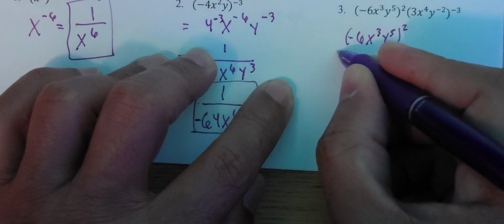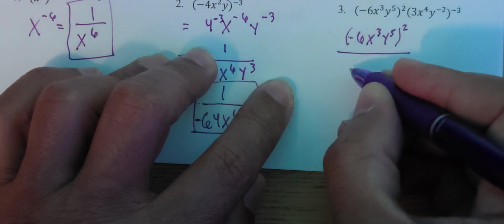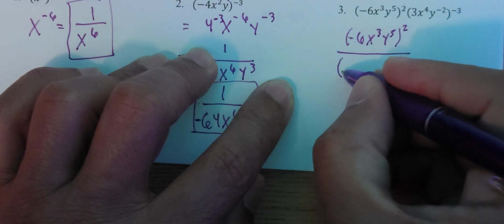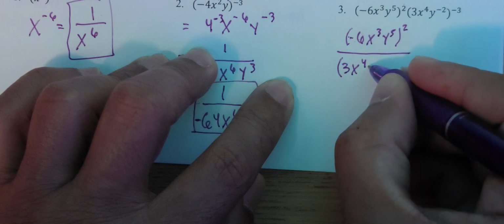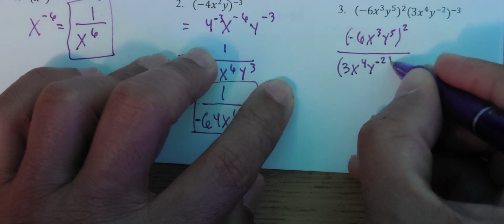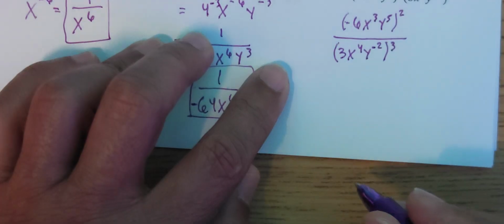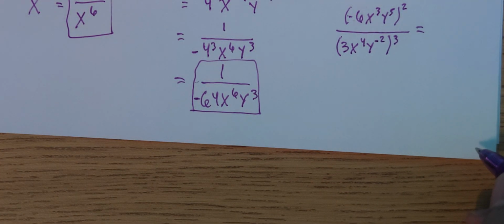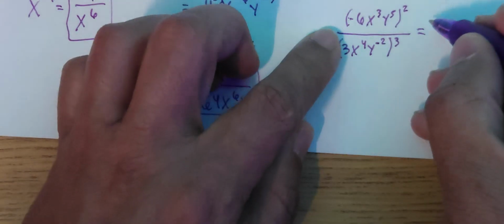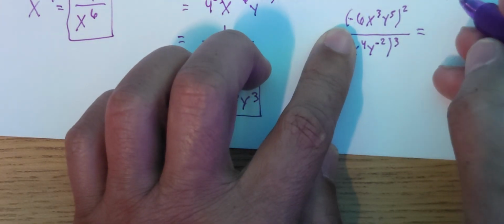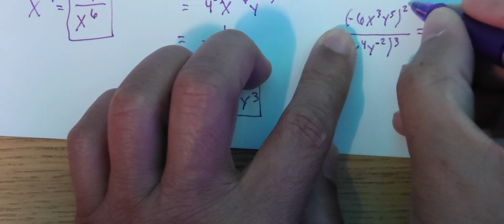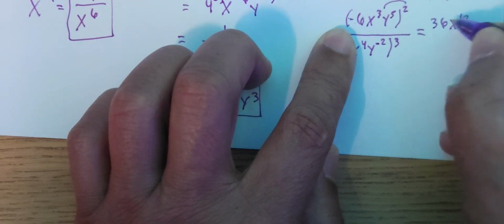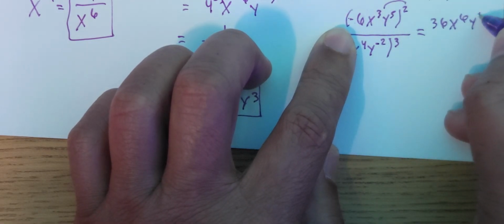Then I have 2 outside. And then since this power is negative, I'm going to make it positive by bringing this whole expression to the denominator. So I have 3x to the 4th, y to the negative 2nd power. And we multiplied that by the positive 3rd power. Okay, so then what I'm going to do next is take the square of negative 6. So it's negative 6 times negative 6, which is positive 36. And then 3 times 2 is 6, so x to the 6th. And then 5 times 2 is 10, so y to the 10th power.